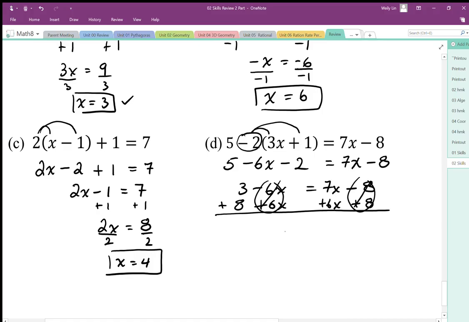3 plus 8 is 11. 7 plus 6 is 13. And I'm counting x's. To solve, I need to undo the times 13 by dividing by 13. So my answer is x equals 11 over 13. It's better to leave it as a fraction. I prefer the fraction rather than you working out the decimal for that.